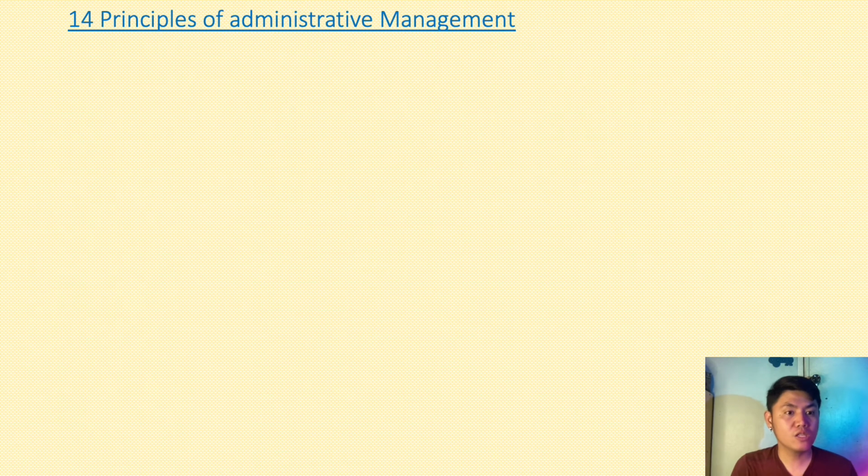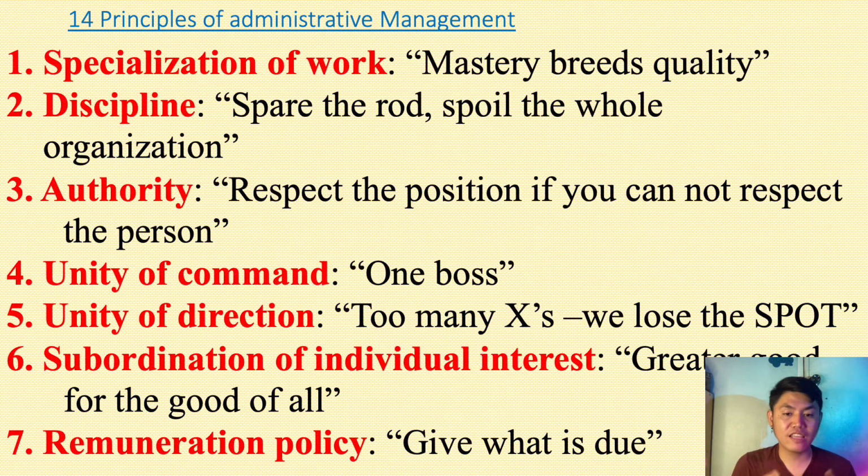Henry Fayol also introduced 14 principles of administration and management, and these are also now reflected in our practices in educational administration. And we are already familiar with this concept, so we will just do a quick rundown about them. The 14 principles of administrative management include specialization of work, discipline, authority, unity of command, unity of direction, subordination of individual interest, and remuneration policy.